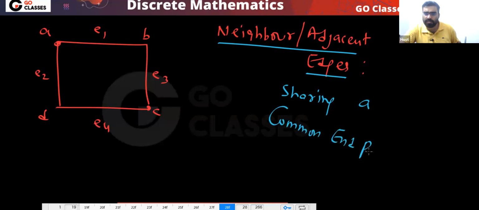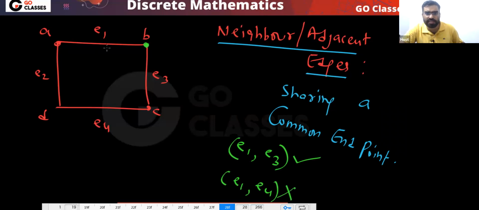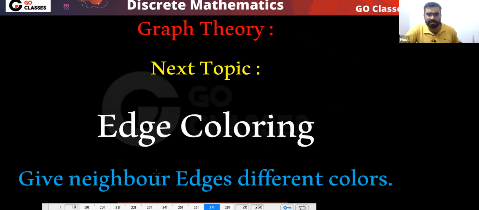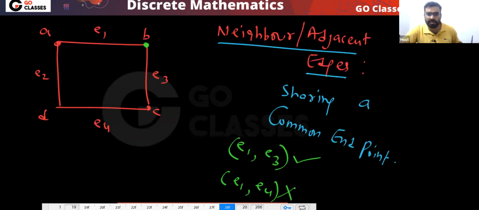You can notice that E1 and E3 are adjacent, sharing a common endpoint. E1 and E4 are not adjacent. Now let's color them. Edge coloring means neighbor edges should get different colors. If I give this color to this edge, can I give the same color here? No, because these are adjacent edges. So I have to give a different color here.